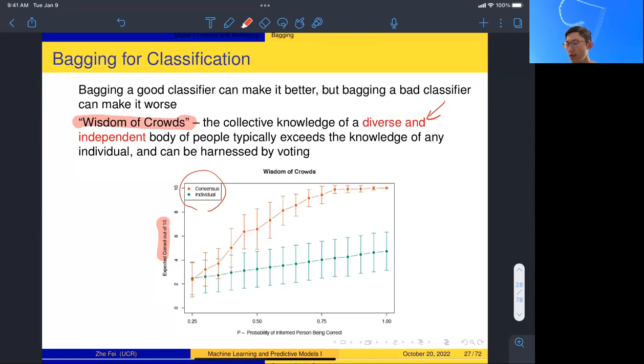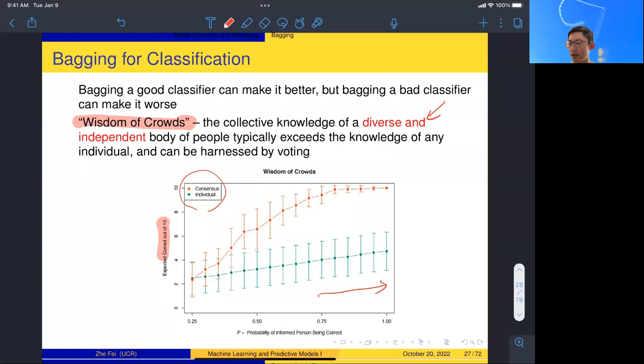So each individual answers 10 questions and we look at the correctness of the 10 questions. At the individual level, we see that the correctness could increase linearly, meaning that for an individual to be more knowledgeable, there's a linear increase in correctness.